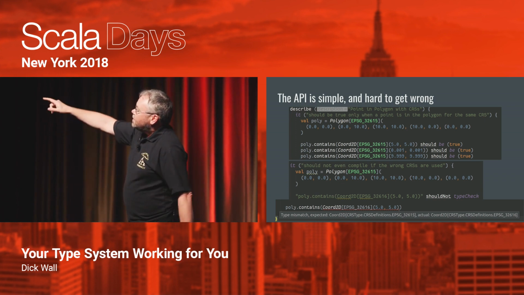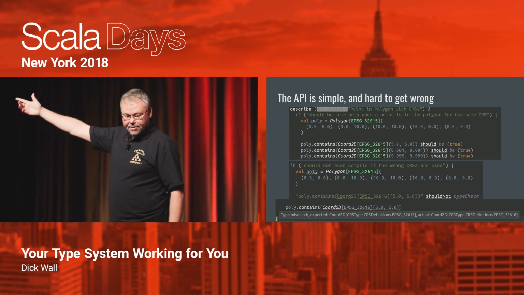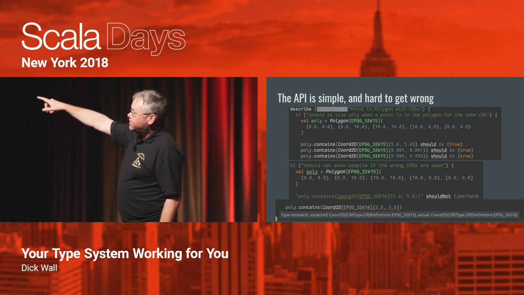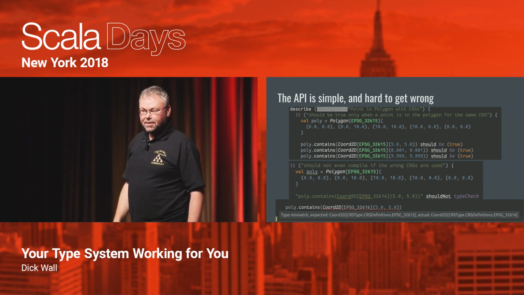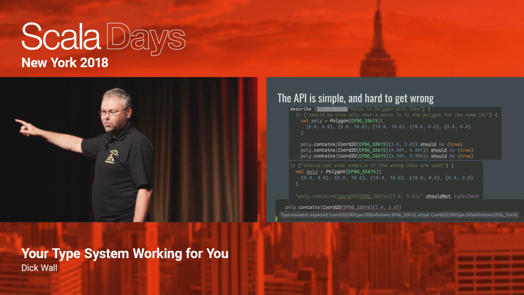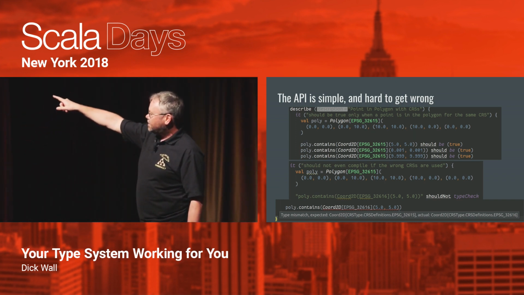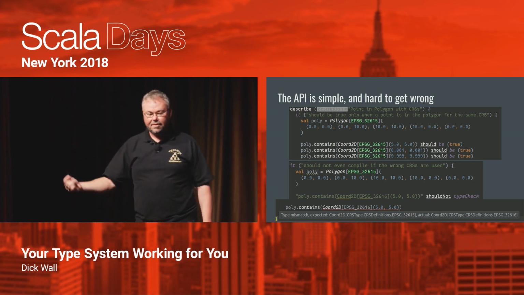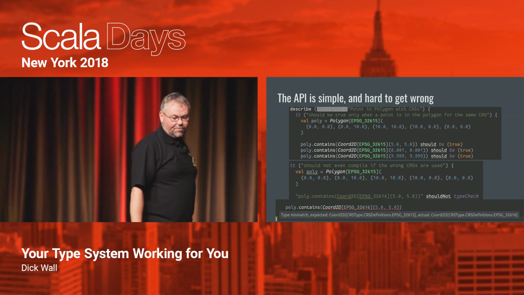Something I wanted to point out here is that ScalaTest has a really nice feature for this: if you want to check that something doesn't compile, you can write a test for that. You put a string with the code in, and then you say that it should not type check. And if it does type check, it means that you've failed the test, okay?